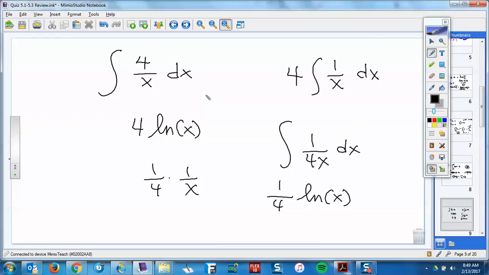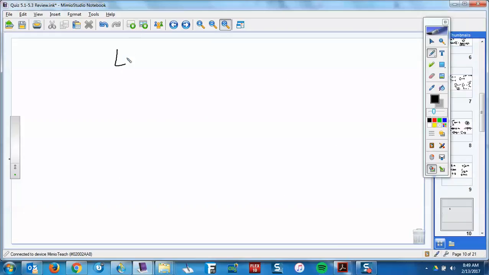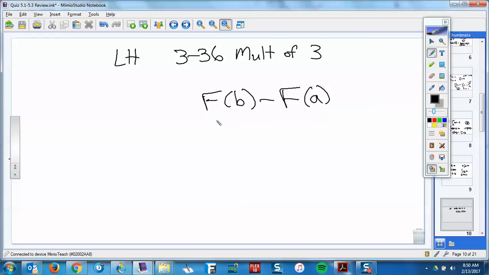Okay, all right, so let's do this. Just as a little more practice on antiderivatives, let's spend a little time in the LH packet. I didn't assign that. It's problems 3 through 36, multiples of 3. I'm going to stop you in about 20 minutes. This is just big F of B minus big F of A, so it's a very small part of what the quiz is about, but it's fundamental theorem part 2. No, I take it back, it's page 298. So it's the next page.